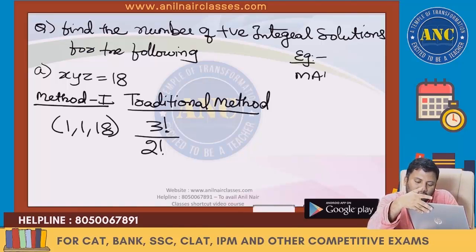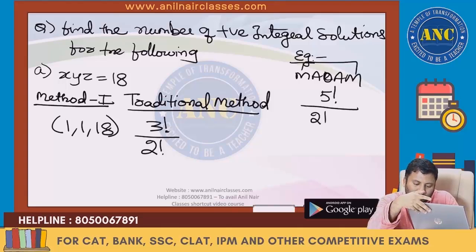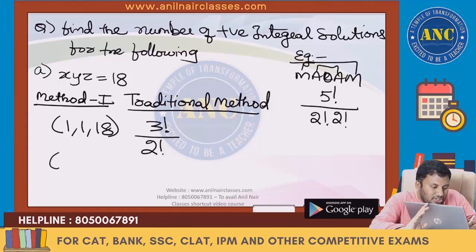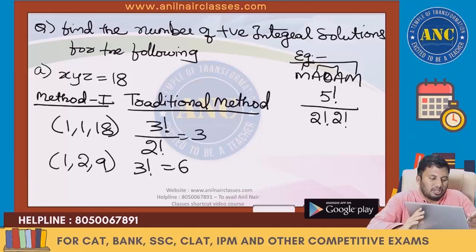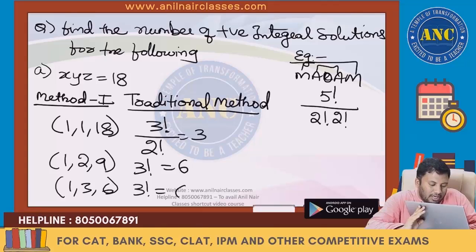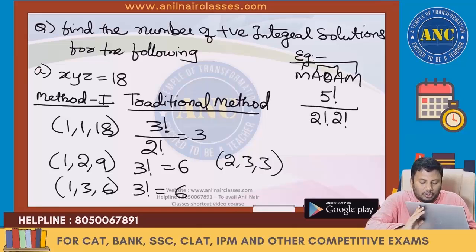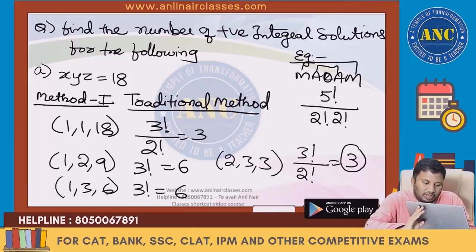It is like this example: in how many ways can you arrange the letters of the word MADAM? There are 5 letters, so 5 factorial, divided by 2 factorial for M and 2 factorial for A. I hope it is clear. Next one, 1, 2, 9. 3 numbers can be arranged in 3 factorial, which is 6. Then 1, 3, 6: 3 factorial, again 6. Then 2, 3, 3: 2 into 3 into 3 is 18, giving 3 factorial by 2 factorial, which is 3.